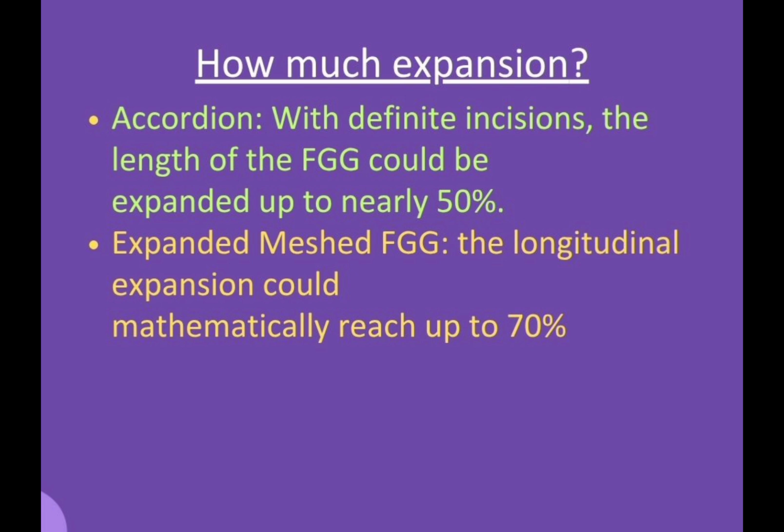How much expansion is achieved with these techniques? The accordion technique showed that the length of the free gingival graft could be expanded up to 50%, while the expanded mesh free gingival graft mentioned that the longitudinal expansion could mathematically reach up to 70%. Even if it reaches 40 to 50%, it's a good expansion.